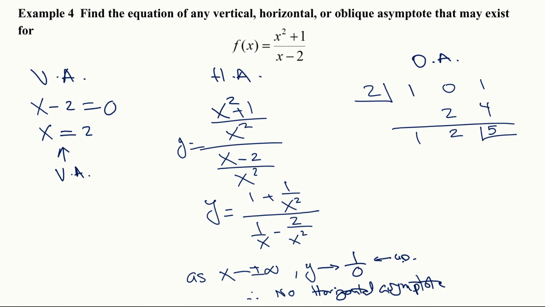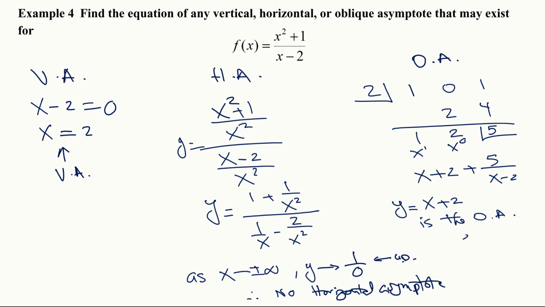So this is going to be our constant, or x to the 0 term. This is our x to the 1 term, and we don't really concern ourselves with the remainder because that is the part that's going to 0 out, but we can write it out anyway. You can see it's going to be x plus 2 plus 5 over x minus 2. At infinity, this part is going to 0 out, so y equals x plus 2 is the oblique asymptote for this graph.